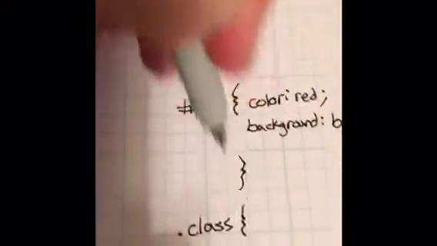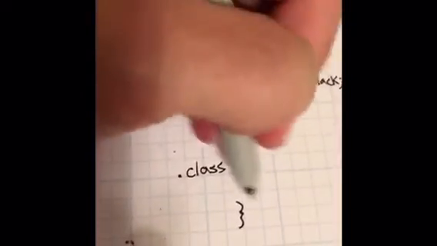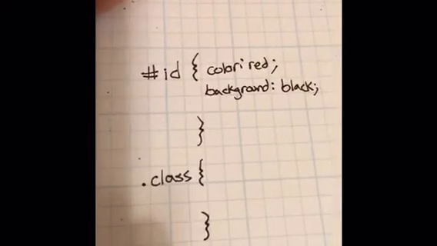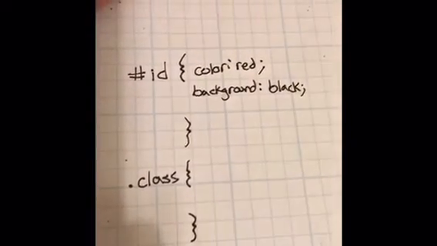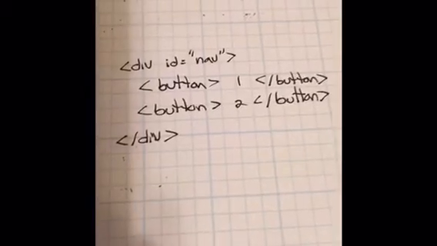And we can do the same thing with classes. Remember, IDs will style one thing. Classes will style anything with the class name. So we can do multiple things with a class, like buttons. Those are fun, right? What about the buttons? Almost forgot about the buttons.